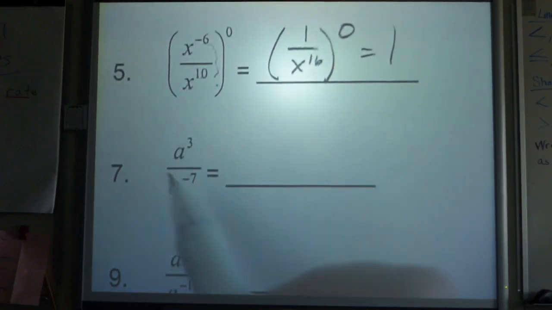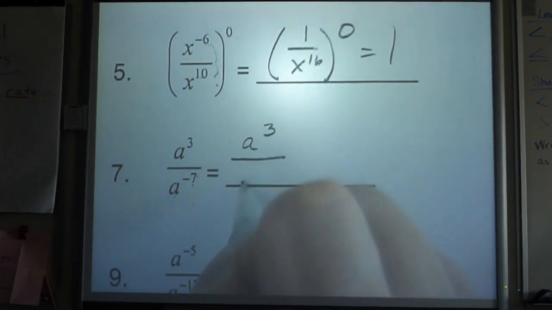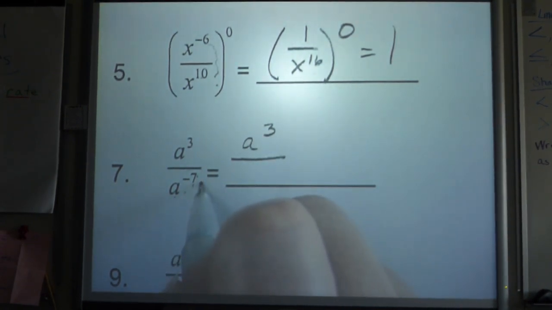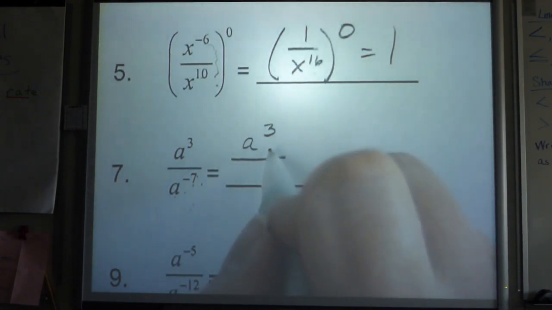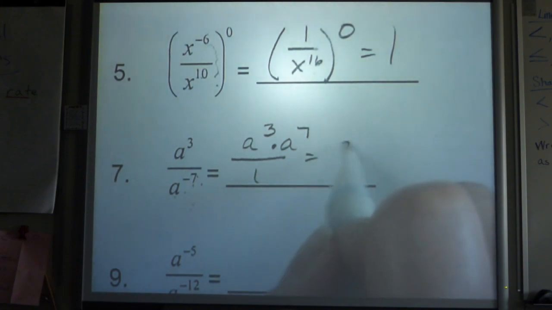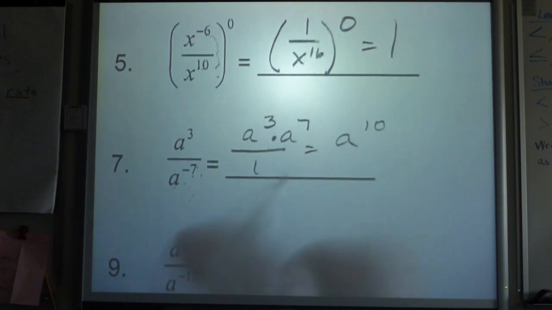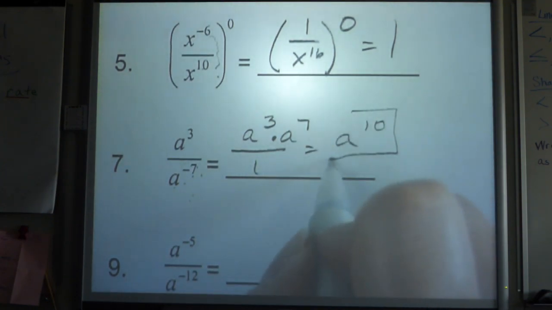Okay? You have a couple ways you can think of this number 7. You can change these negatives to positive. You can put them in the numerator, right? So I can say a to the third over, this is a to the negative seventh, but I want it to be positive seventh, so I move it to the numerator, okay? And that's over 1. That'll give you a to the 10th. That's one way of doing it.